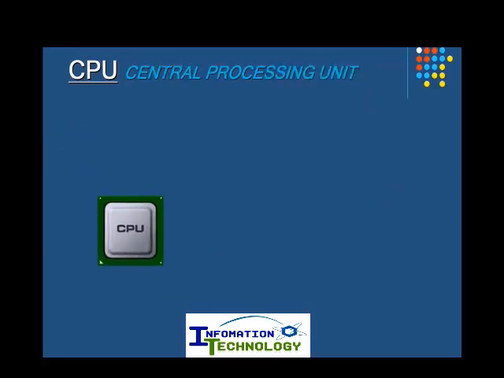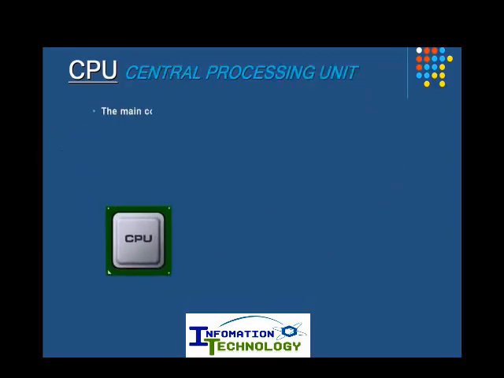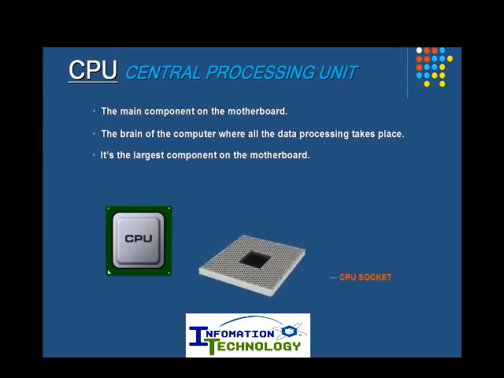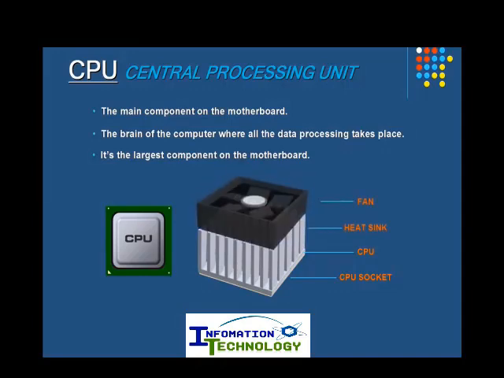The Central Processing Unit, or CPU, is the main component on the motherboard. It's the brain of the computer where all the data processing takes place. It's in charge of executing program instructions and logical calculations. The CPU is the largest component on the motherboard. It's a square chip that is inserted into the motherboard in a plastic or metal holder called a CPU socket. And directly on top of the CPU is the heatsink and fan, and these are used to keep the CPU from overheating.